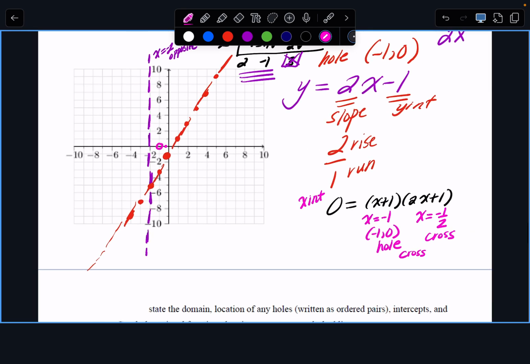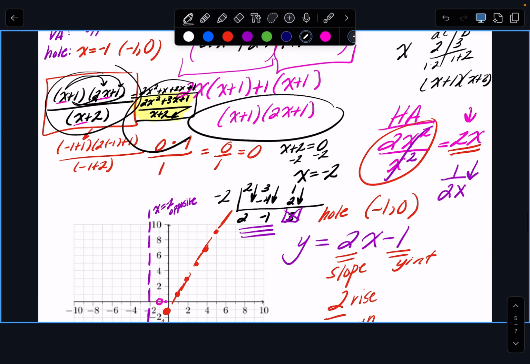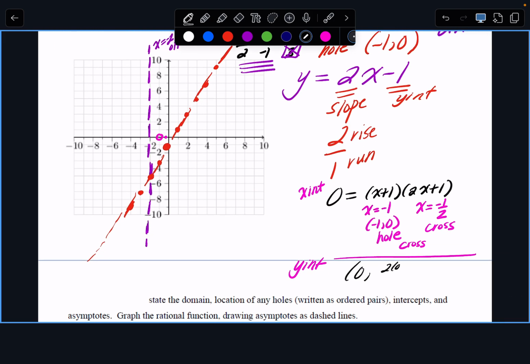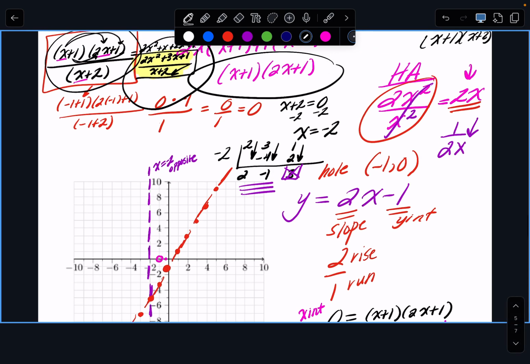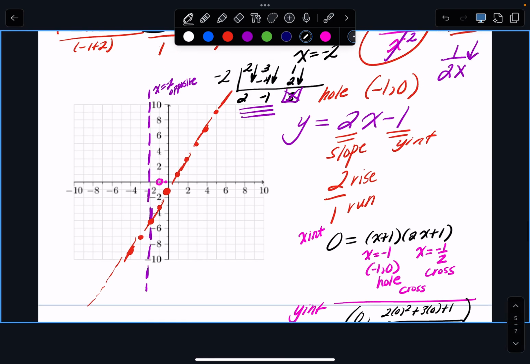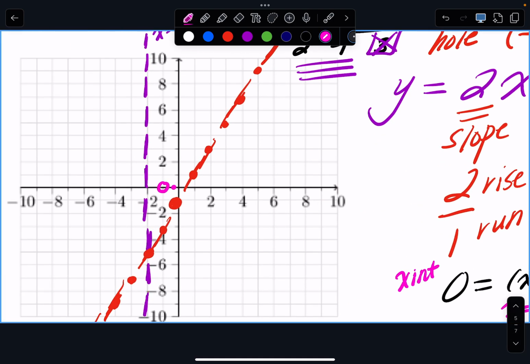Do you want a y-intercept? For the y-intercept, I go to standard form, which we had right here in highlighted yellow, because plugging in 0 is easier for that. So it'd be 2 times 0 squared plus 3 times 0 plus 1, divided by 0 plus 2. Isn't that 0, 1/2? Okay, so over 0, up 1/2.